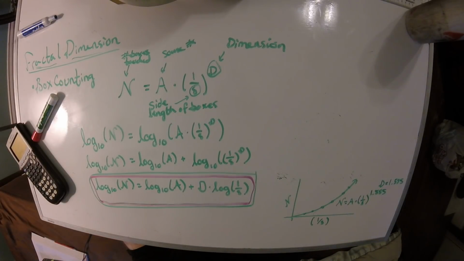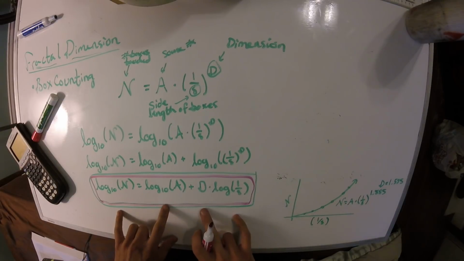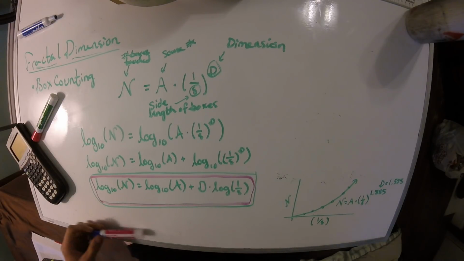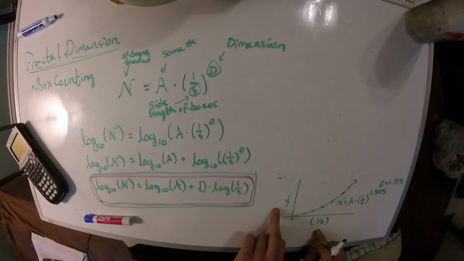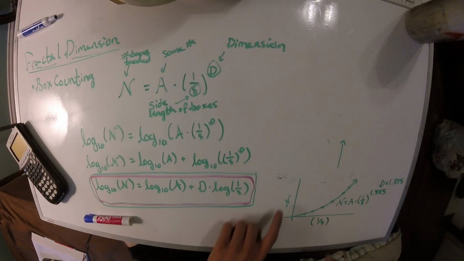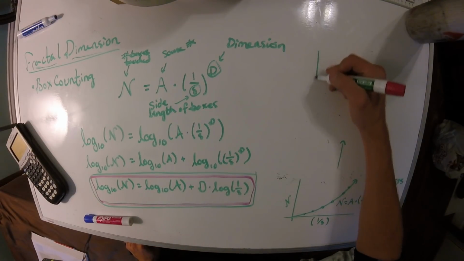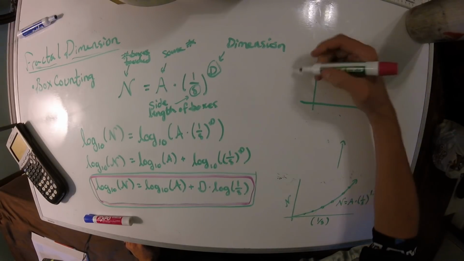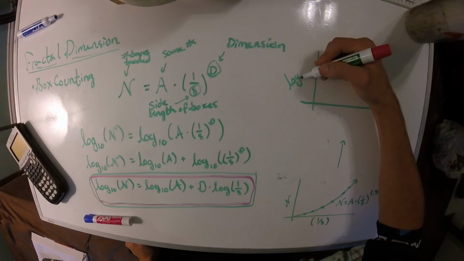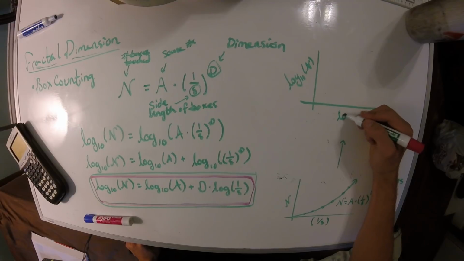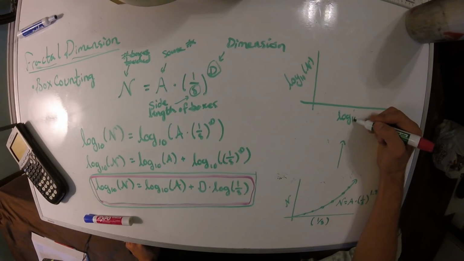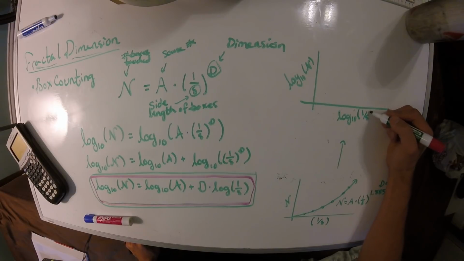The reason for this is that, using this relationship, we can change our n versus 1 over s plot into a linear relationship by plotting, instead of n versus 1 over s, log n against log 1 over s.